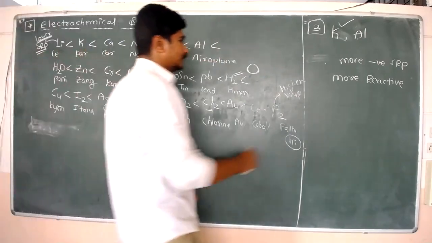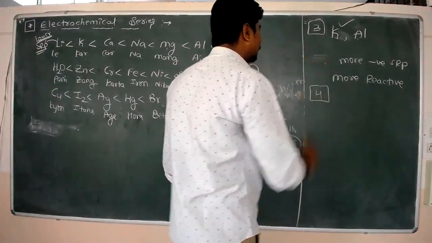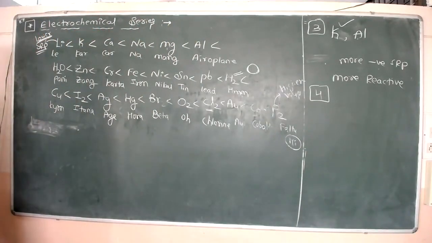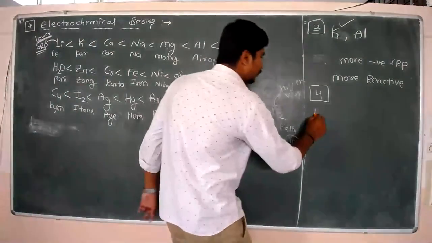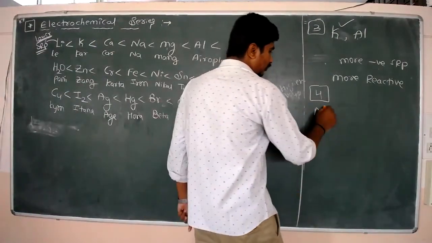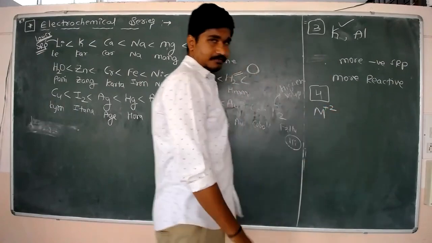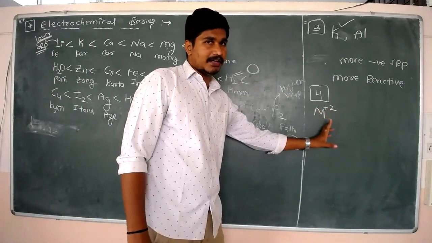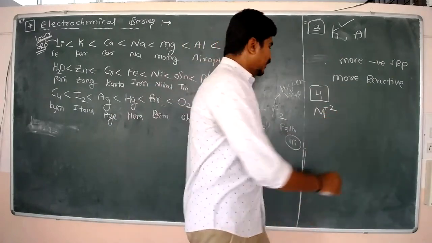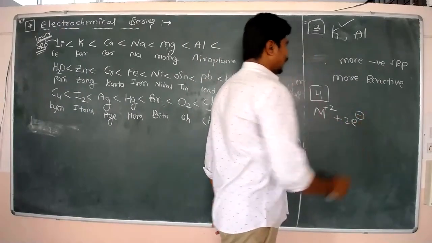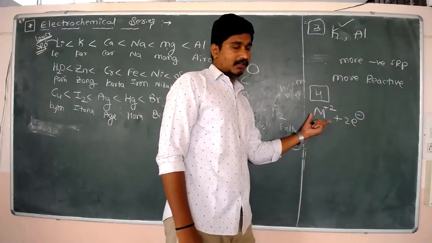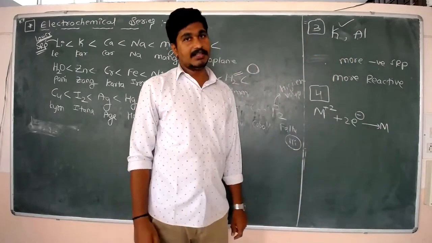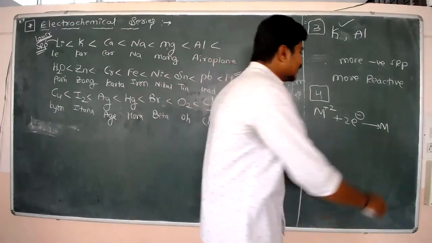Now, the fourth one we will discuss. For example, this is the reaction for a particular metal M, M plus 2. The metal, after losing 2 electrons, becomes M plus 2. Here I want to write the reduction reaction, which means gain of electrons. This metal cation gains 2 electrons and becomes neutral metal.